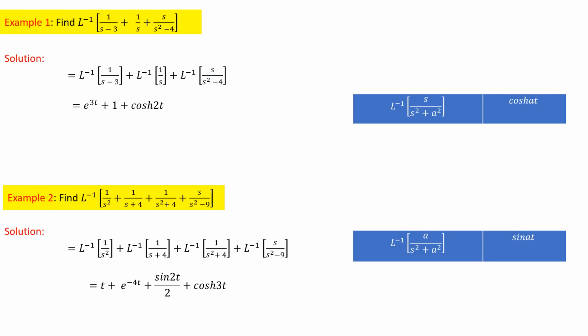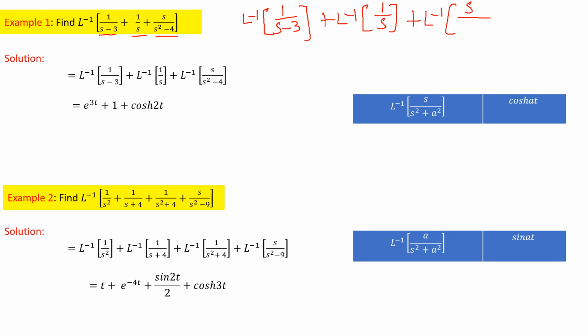Question number 1. Find L inverse of 1 over s minus 3, plus 1 over s, plus s by s squared minus 4. So we have three terms, so we have to apply L inverse to each and every term. The first term will become L inverse of 1 over s minus 3, plus L inverse of the second term 1 over s, plus L inverse of the third term s by s squared minus 4.